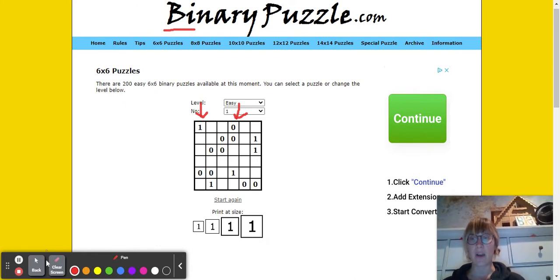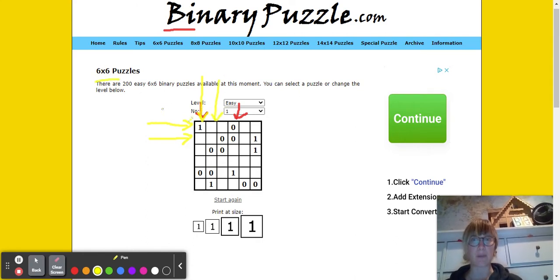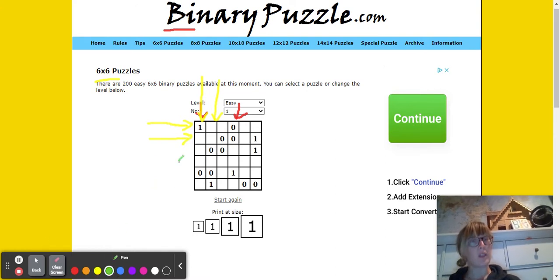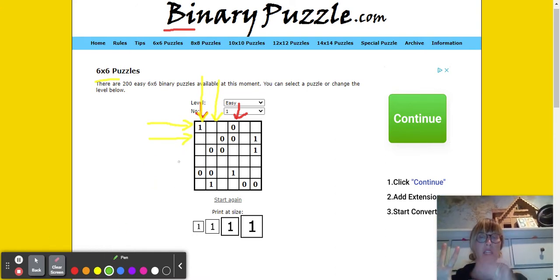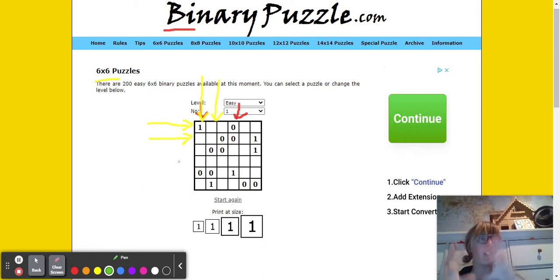Now you're going to be putting them in and filling in every single row. Rows go sideways, and every single column. Columns go up and down. And what you'll notice here is this is a 6 by 6 puzzle, right? There's six in every column and six in every row. And so what that means is there's going to be an equal amount of 0s and an equal amount of 1s in this puzzle as a whole, as well as in every row and in every column.